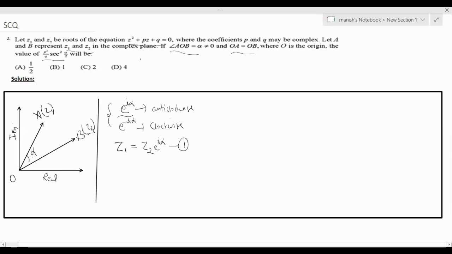Now let's proceed. Let's try to connect P and Q with Z1 and Z2. For that you have been given a quadratic equation. I'm writing the quadratic equation here, which is Z square plus PZ plus Q equals 0, and the roots of this equation are Z1 and Z2. So very well we know that the sum of the roots is minus P, and the product of the roots is equal to Q. So this is another very important relation which I'm going to use to connect P, Q and alpha ahead. I'm going to mark it as 2.